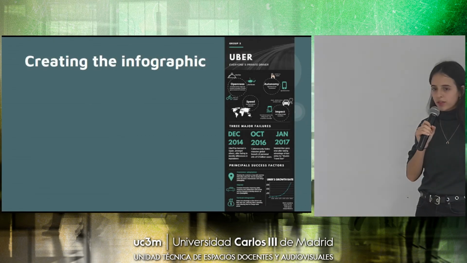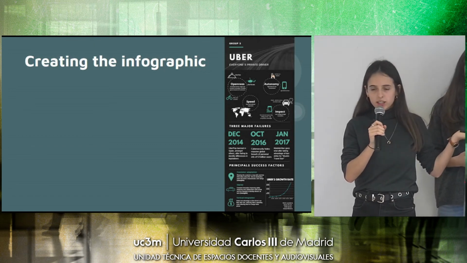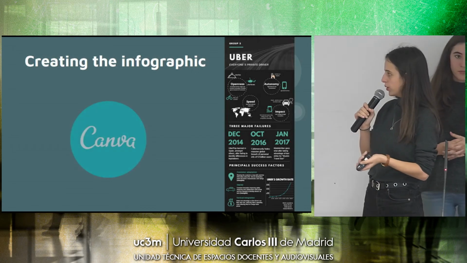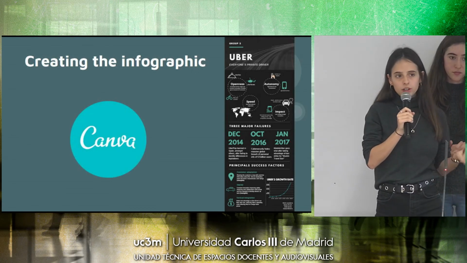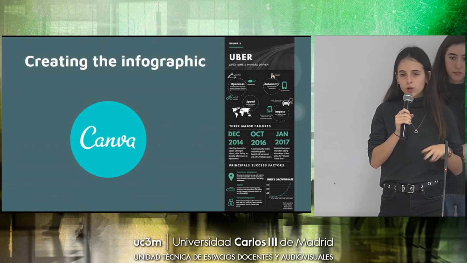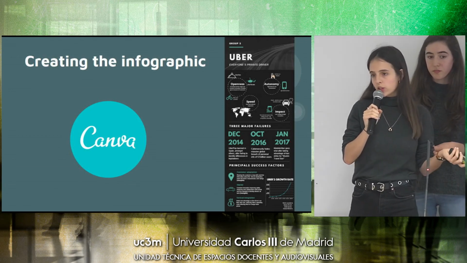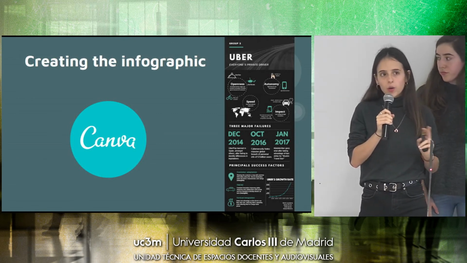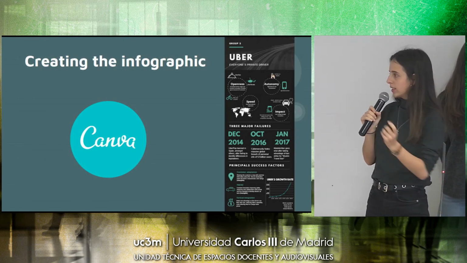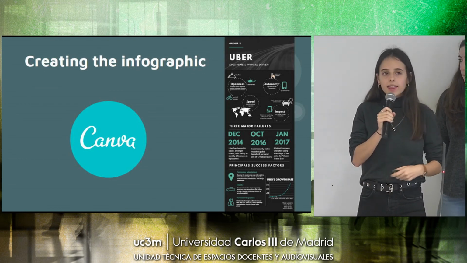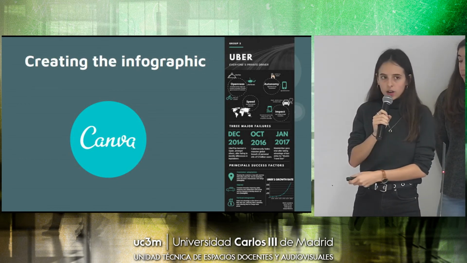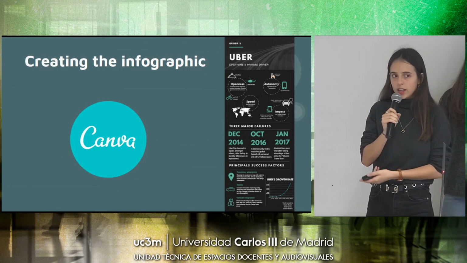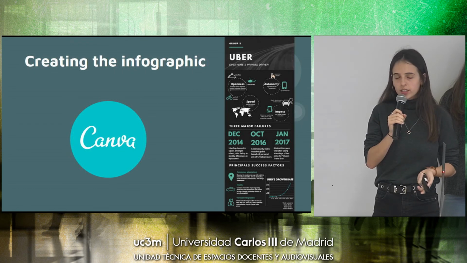So once we had collected all the information they just presented, we created the infographic using the app Canva, which was very useful because it allowed us to choose from some templates. So we could choose the one whose graphics follow Uber the best. As you can see, we chose this one that had this black background with green and white letters, and so we tried to follow Uber's color scheme a little bit.